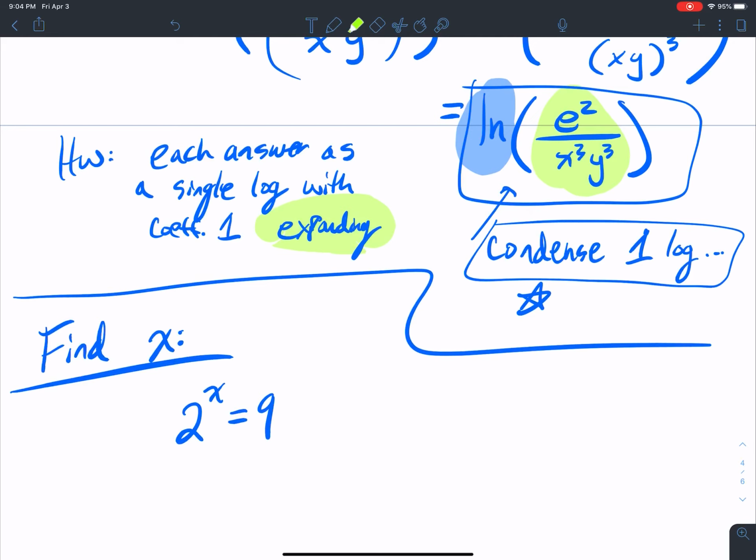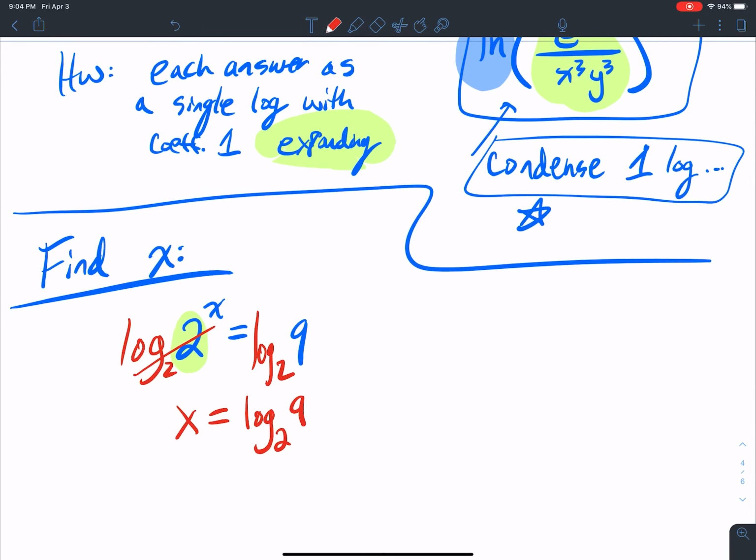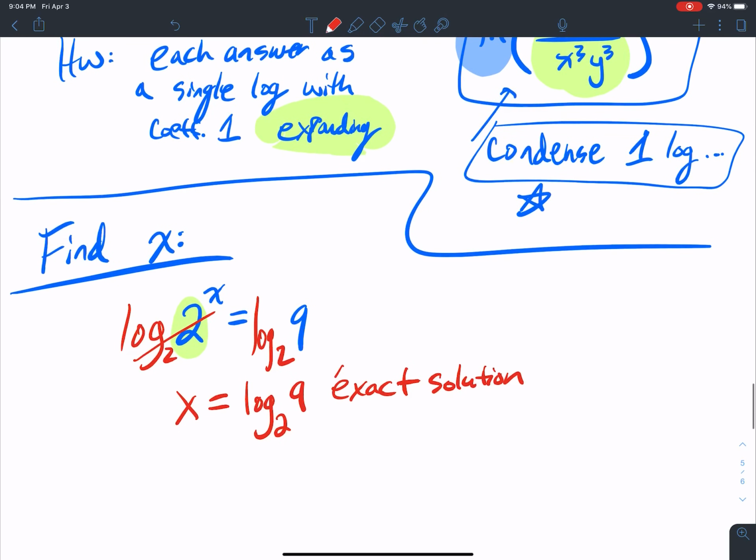Well, the base here is 2. So to get rid of the base 2, I'll log 2 both sides. That cancels. I get x equals exactly log base 2 of 9. Okay, so that number there is exactly the solution. So if they ask for the exact solution, this is what they want. So that's what I'm looking for.